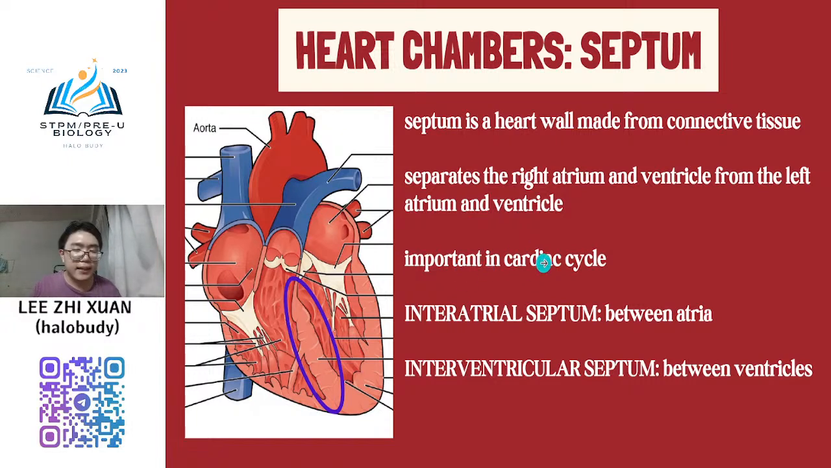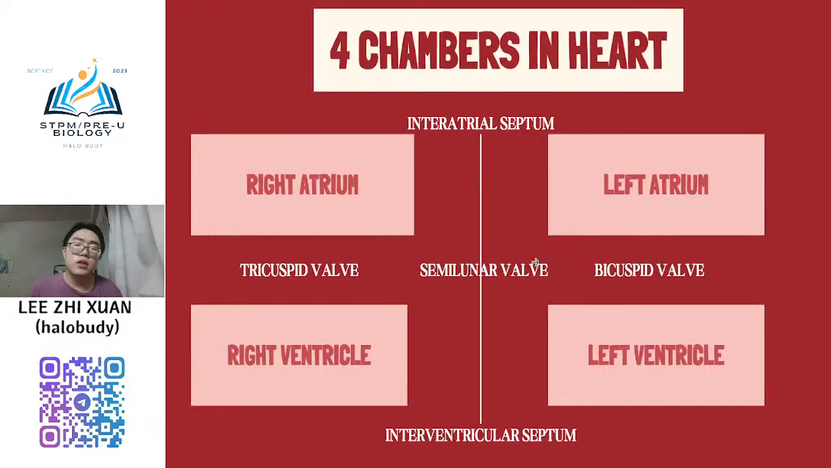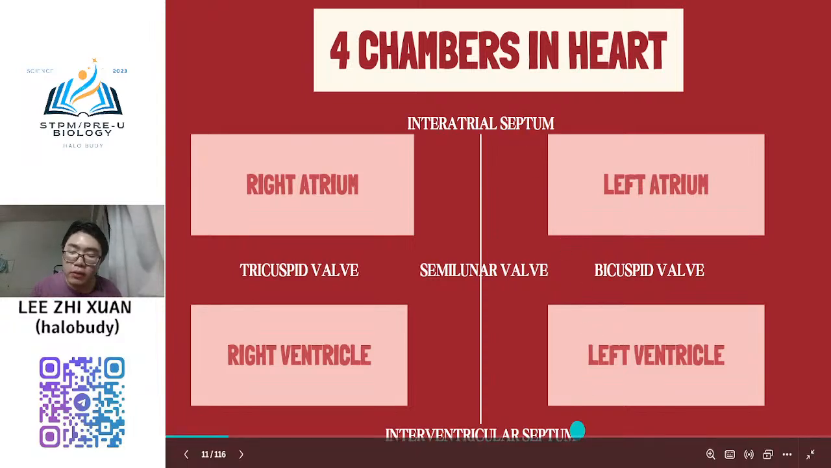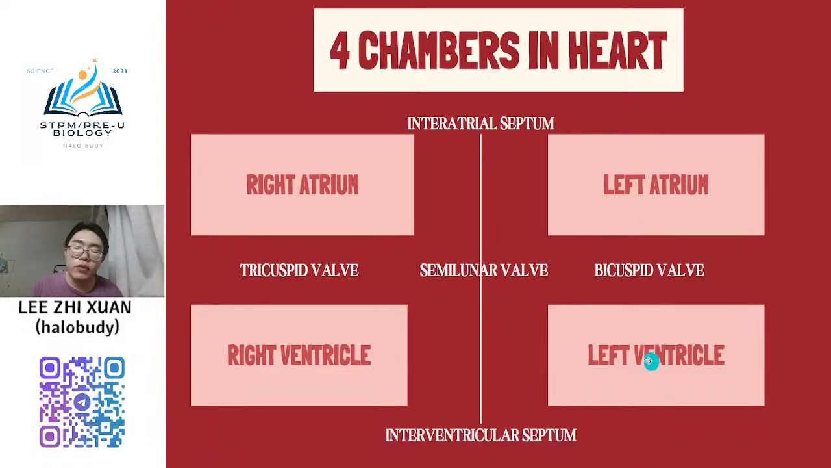So what is the cardiac cycle? Later we will see it. Okay. So about the chambers, I think everyone is already familiar with it. What are the four chambers? Left atrium, right atrium, left ventricle, and right ventricle. And then we know that between the left atrium and left ventricle, we have the valve known as the bicuspid valve. And then between the right atrium and right ventricle, we have the valve known as the tricuspid valve.